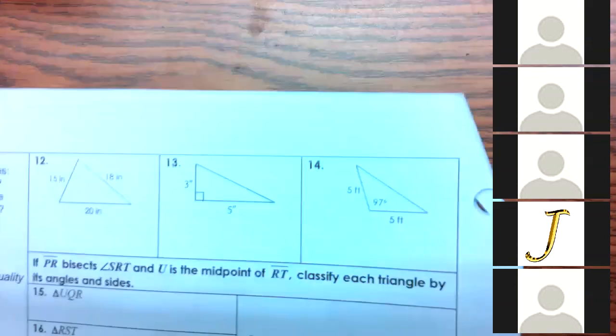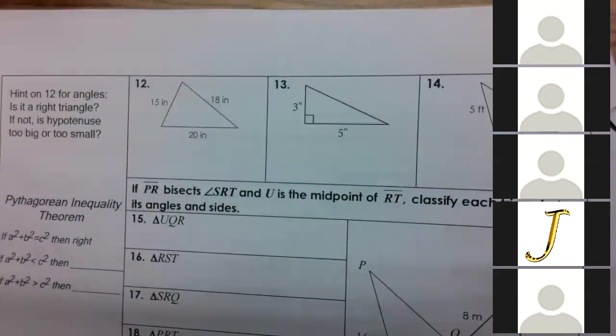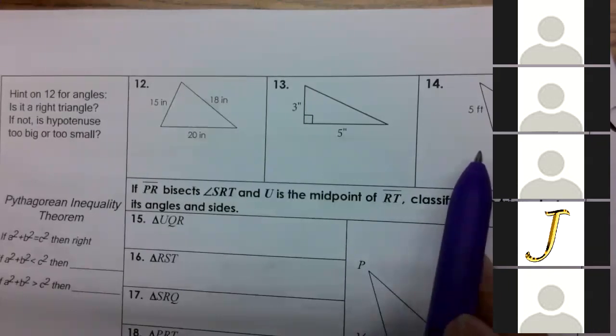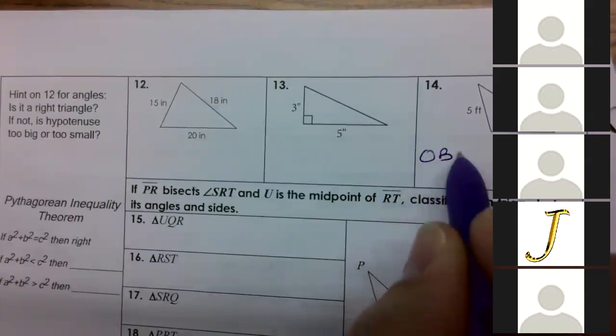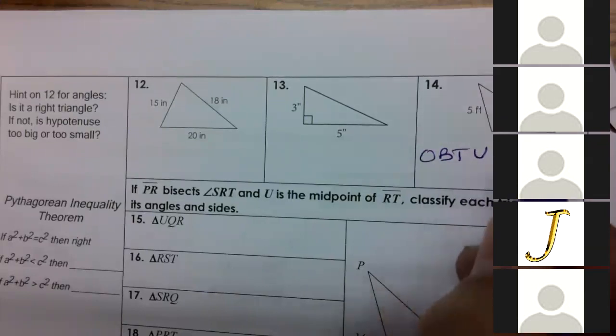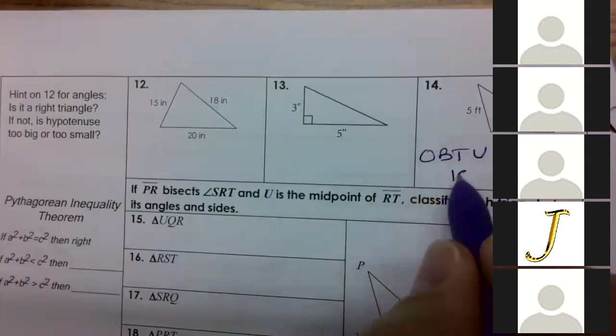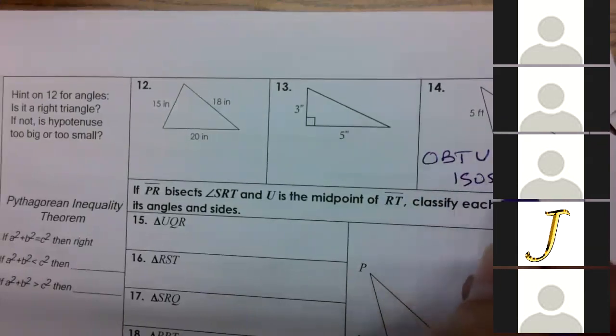Okay, page 2. Now in concept, these are the same questions. So if I look at number 14, how would you classify that? Good. We see that it's obtuse. Good. We see that it's got at least two sides congruent, so we can say obtuse isosceles.